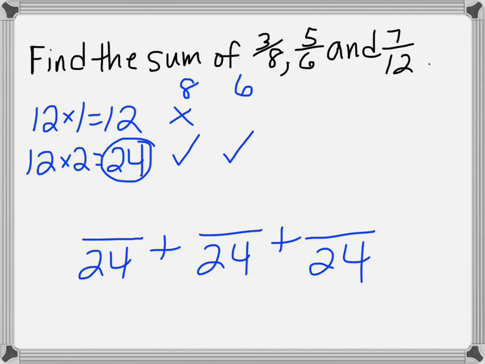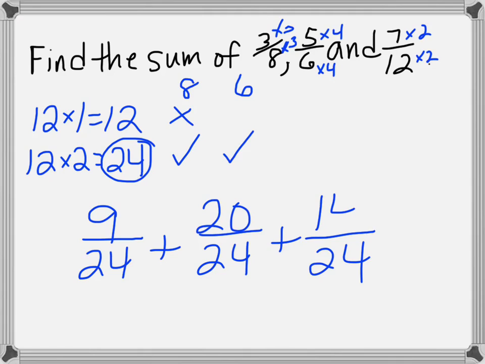And now we have to get the numerators. So what do you multiply 8 by to get 24? 3. So also the top by 3, and we have 9. What do you multiply 6 by to get 24? 4. Also the top gives us 20. And what do you multiply 12 by to get 24? 2. And also the top gives us 14. When we add all 3 of these together, we get 43 over 24.